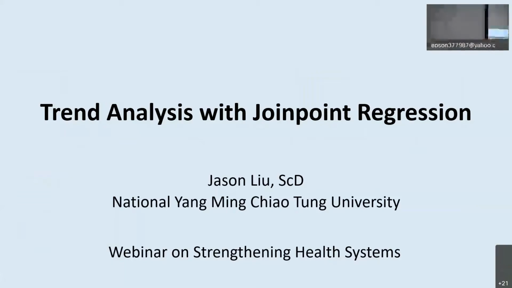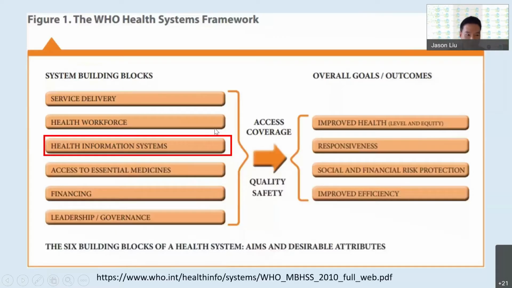Okay, so today I'll be talking to you about the basics of trend analysis with the Joinpoint Regression program. And because this is the webinar on strengthening health systems, I wanted to see how this topic fits under the World Health Organization's health systems framework. As you can see here, we have 6 building blocks of a health system, according to the WHO, and the topic that I will be presenting today fits under the health information systems building block.